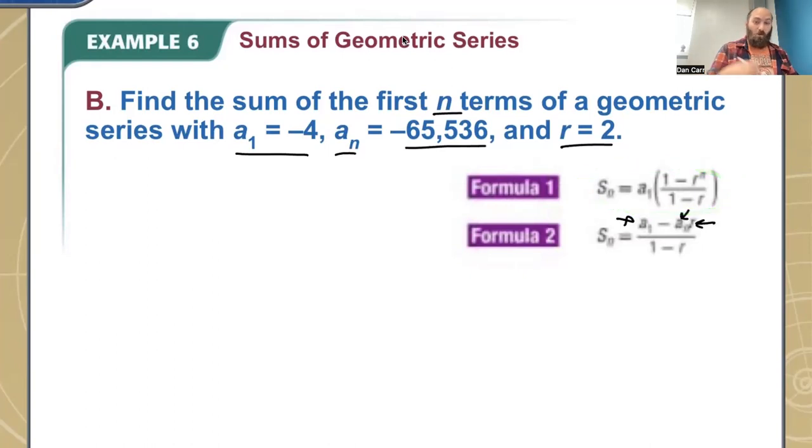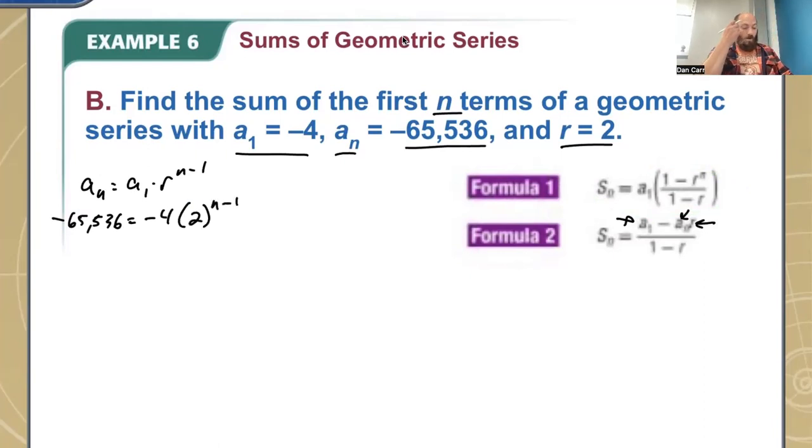So if you wanted to, you could set this up in a way so you can say that a sub n is equal to a sub 1 multiplied by r to the n minus 1. So if I plug in the information I have, -65,536, I have my a sub 1 is -4. My common ratio is 2 raised to the n minus 1 power. So the goal here would be to solve this out to get n.